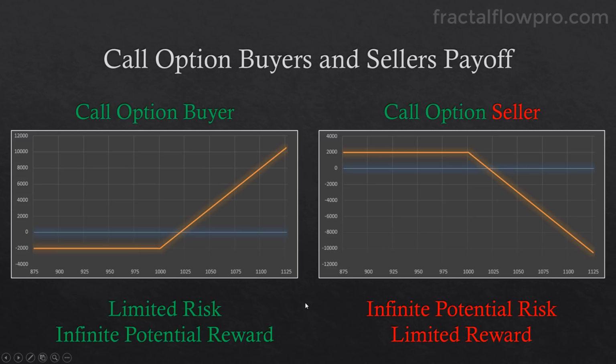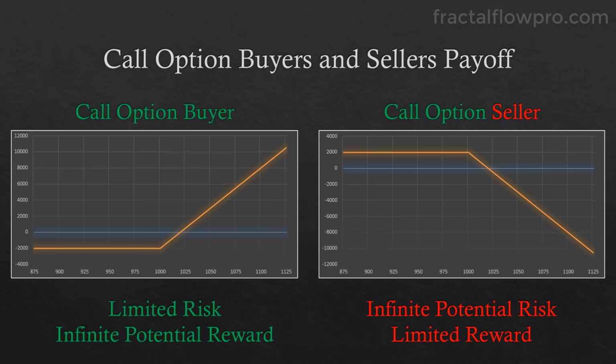The difference in the risk structure between being a call option buyer and a call option seller is enormous. The call option buyer has a limited risk and an infinite potential reward, while the call option seller has an infinite potential risk and a limited reward. Another way of looking at this is that the reward to risk ratio of call option buyers is very good, and the reward to risk ratio of call option sellers is very bad. Buying options provide a good risk structure, while selling options provide a terrible risk structure.